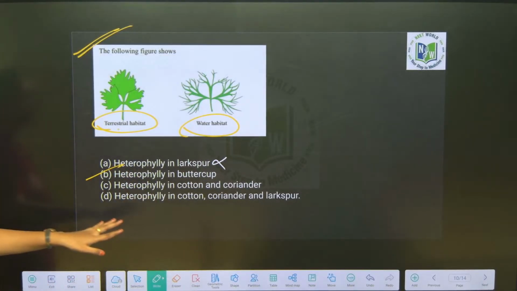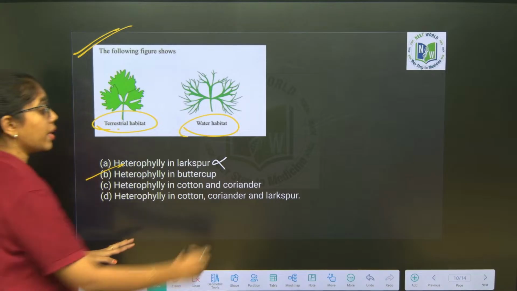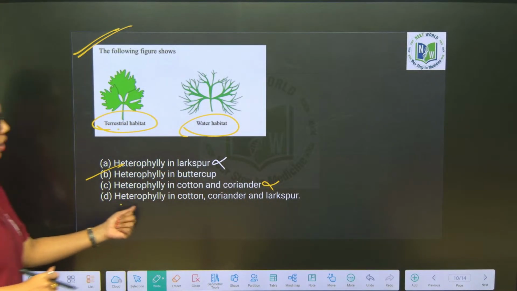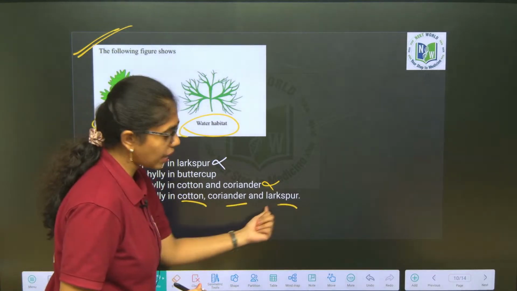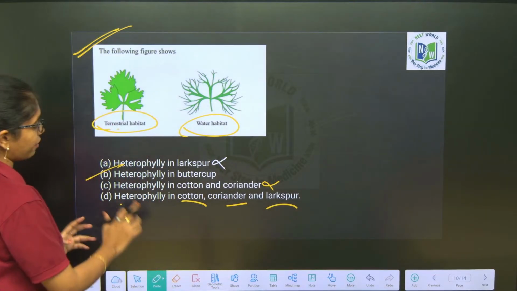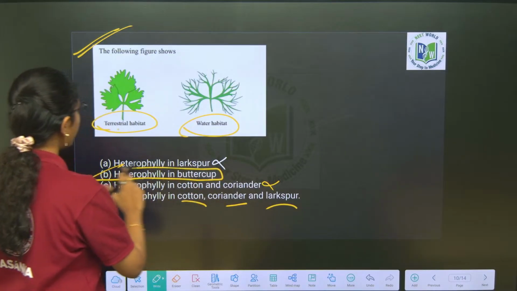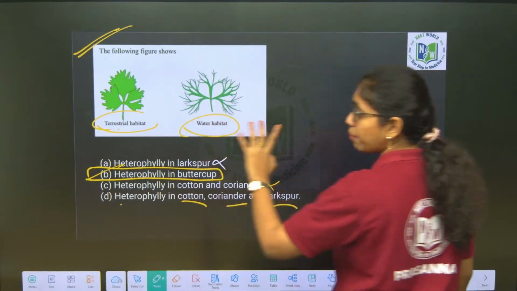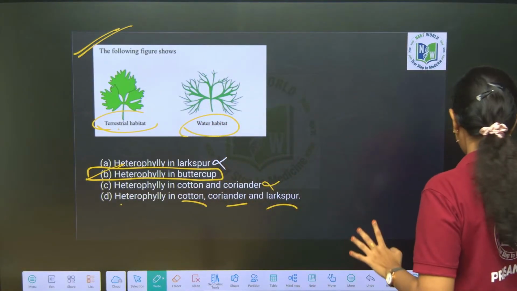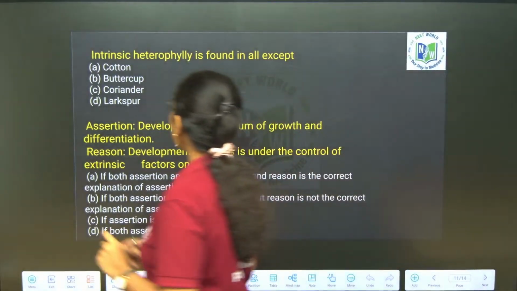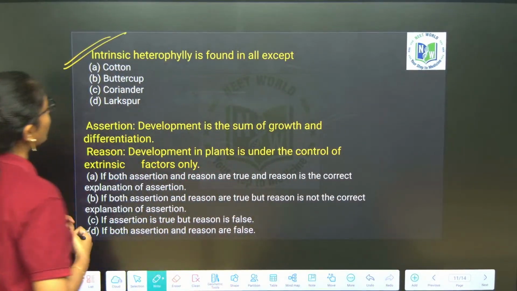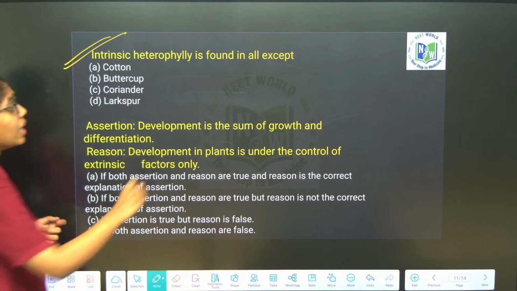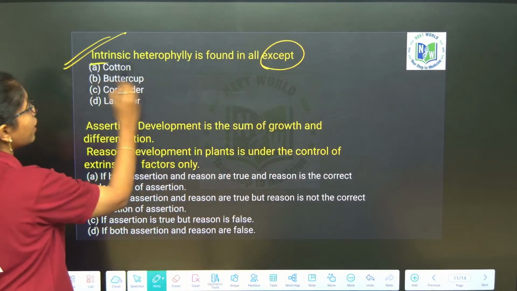Next, heterophily in cotton and coriander. No, here also it is with respect to phases of plant life only. And option D, heterophily in cotton, coriander and larkspur, this is also with phases of life. So here the right answer will be option B. This is habitual plasticity. Best example or the only example is buttercup.